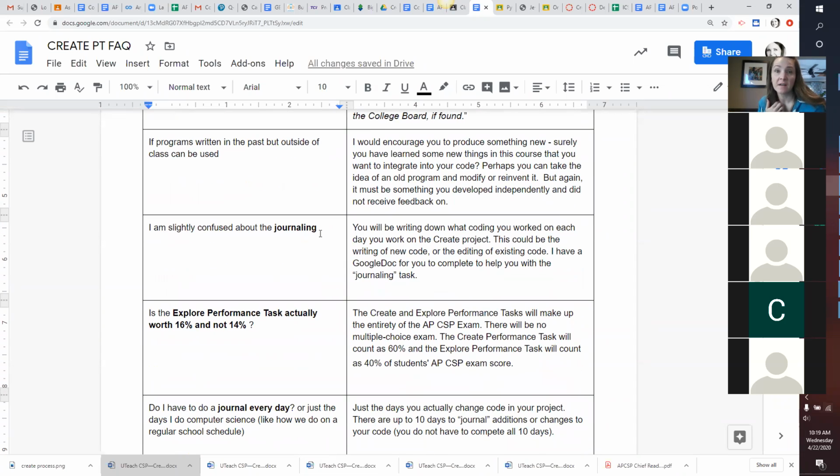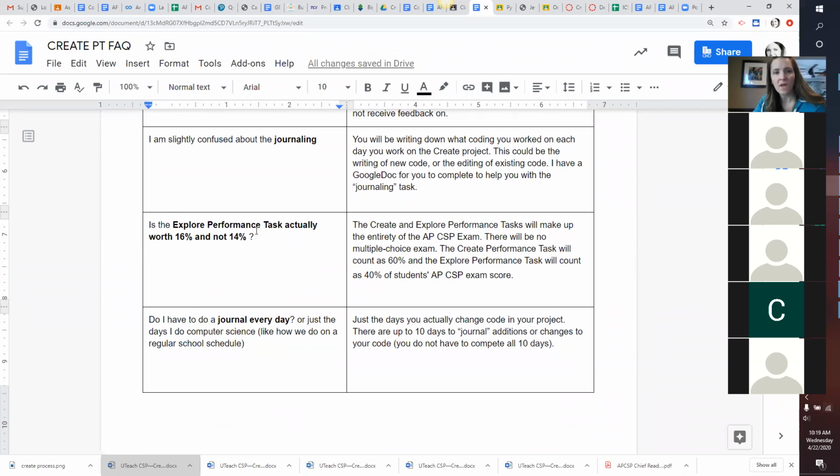Journaling, what is the journaling gonna look like? What are the relative percents that each one of these count toward your grade? So now that there's no exam, they're gonna go straight to 60% for the Create and 40% for the Explore.